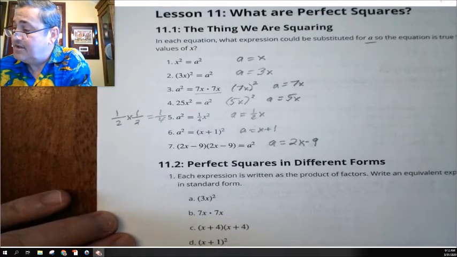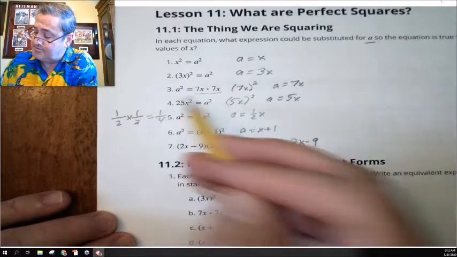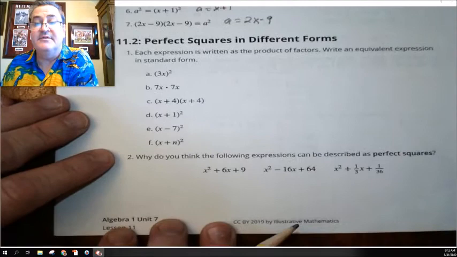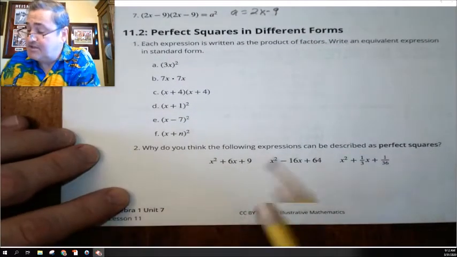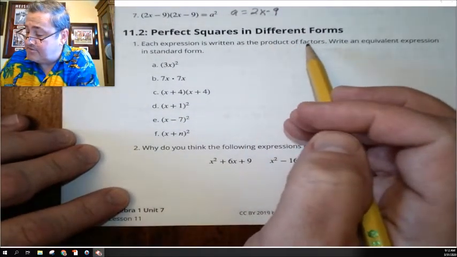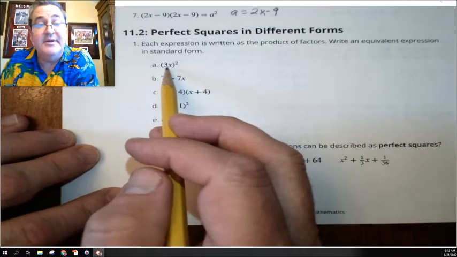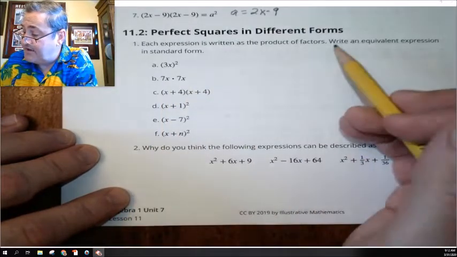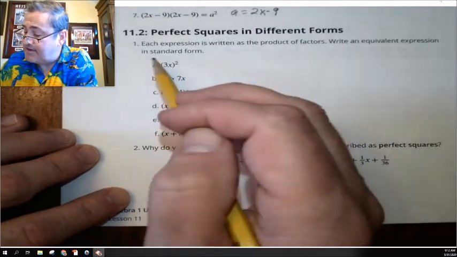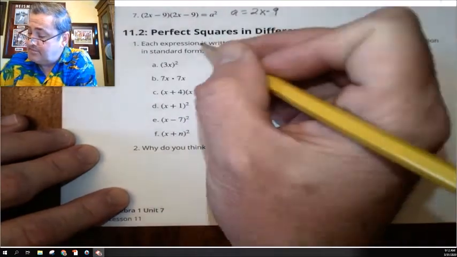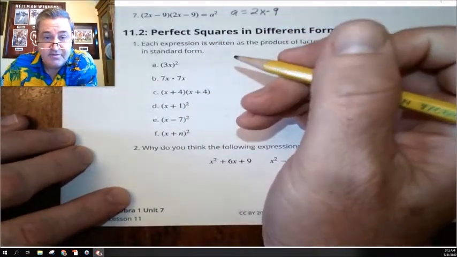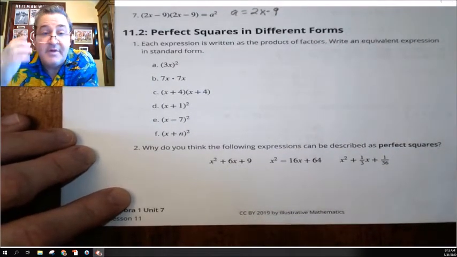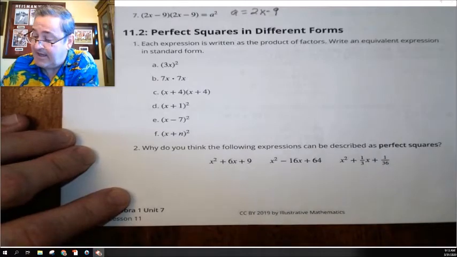This is the thing we're squaring. These are what we're doing to square things. So let's look at perfect squares in different forms. Each expression is written as the product of factors, right? This is 3x times 3x, because it's 3x squared. This is 7x times 7x. It's the product of factors. So write an equivalent expression in standard form. Okay, standard form, that's when we do all the multiplication. We do the distributive property when necessary. We get rid of any parentheses. It's just finalized in standard form.